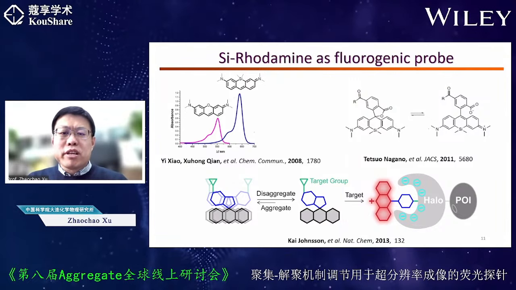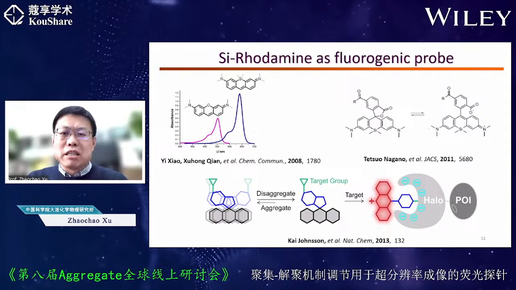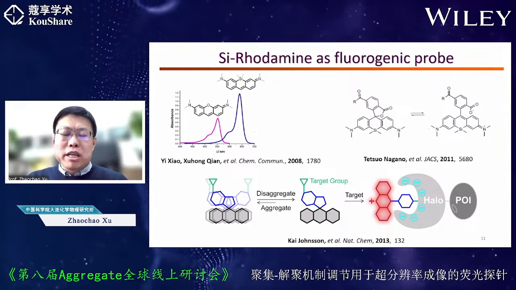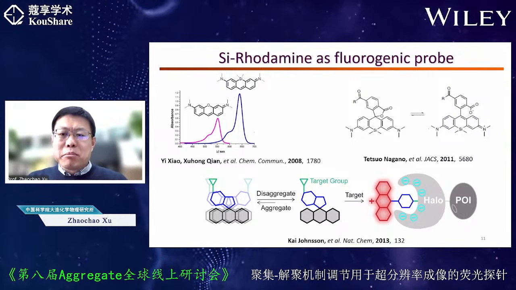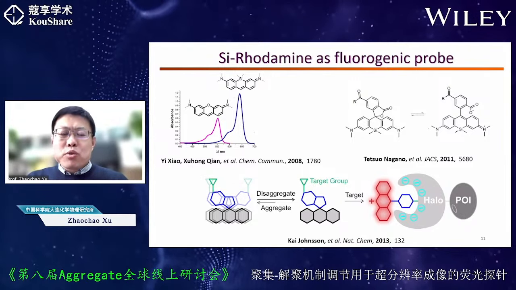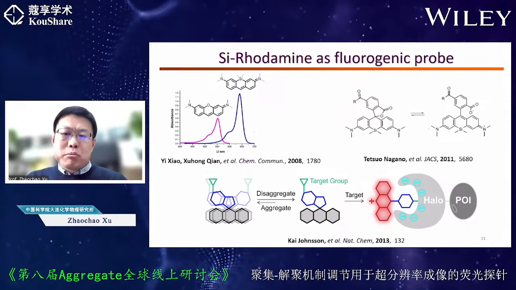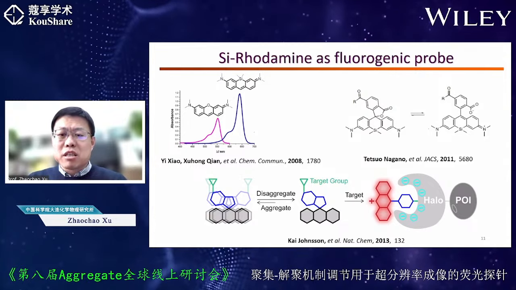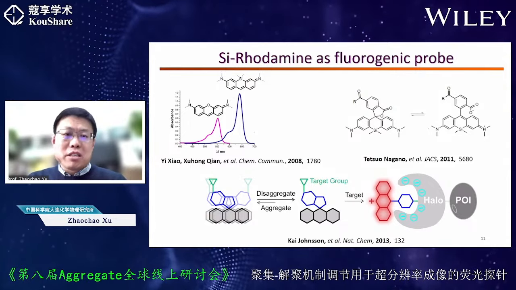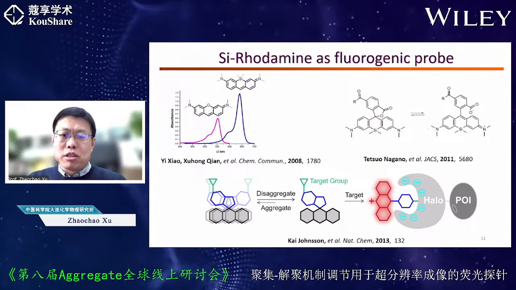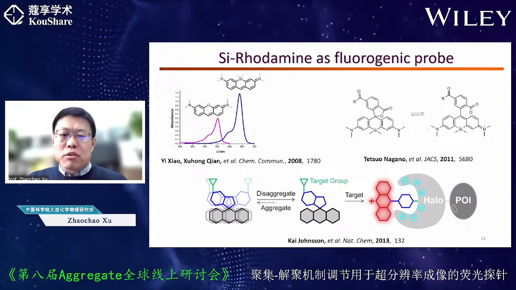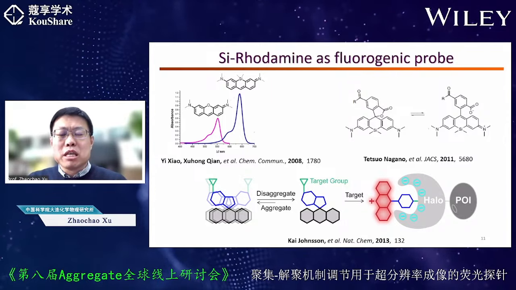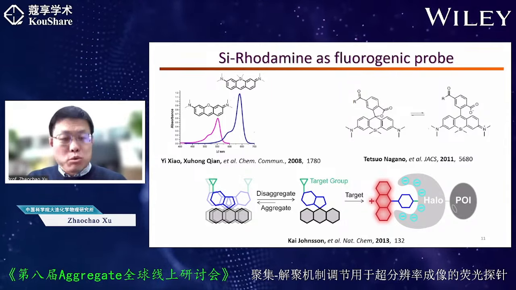The most significant breakthrough came in 2013 when Professor Johnsson discovered that silicon rhodamine aggregates in the form of a spiral ring. Upon interaction with the target protein, the spiral ring opens during this aggregation process, resulting in fluorescence enhancement. Since then, silicon rhodamine has been widely used as a fluorogenic probe in super-resolution imaging.